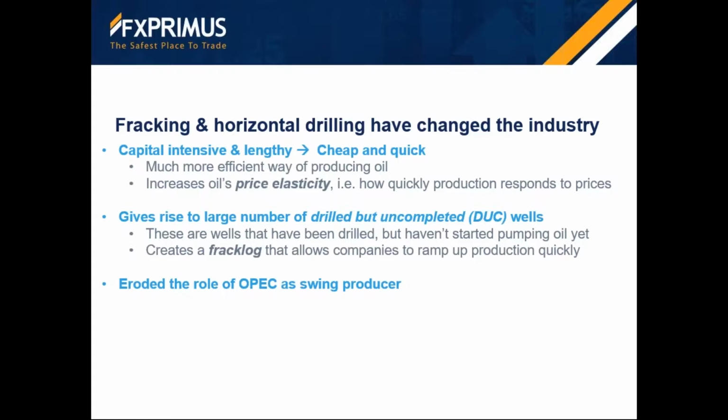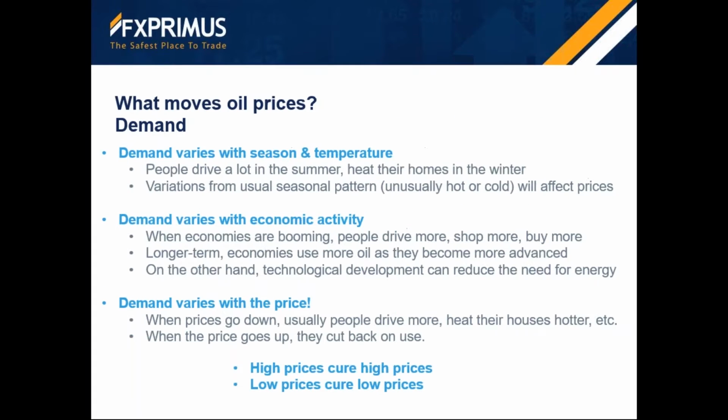Now let's talk about the demand side of the equation. The demand for oil varies regularly according to the seasons, first off. In the summer, people go on vacation, and at least in the U.S., they drive a lot more. In the winter, people have to heat their homes. This causes a stocking cycle for oil as refiners build up inventories of gasoline in the spring and heating oil in the fall ahead of these peak demand periods.